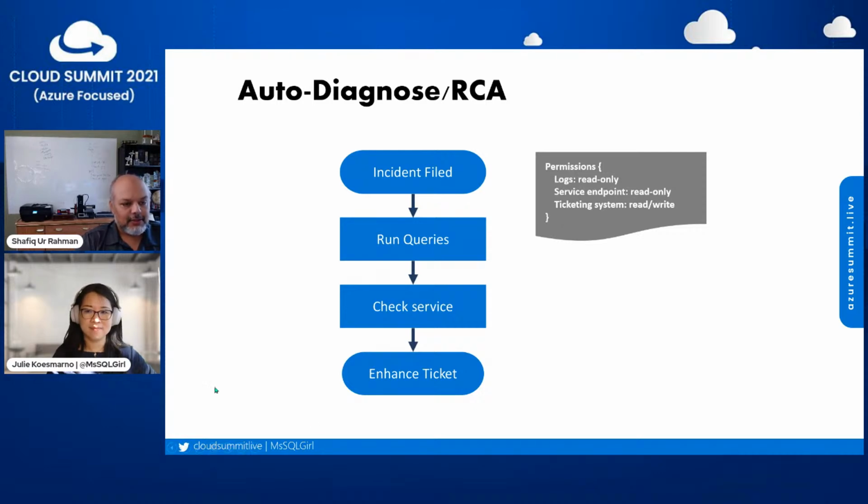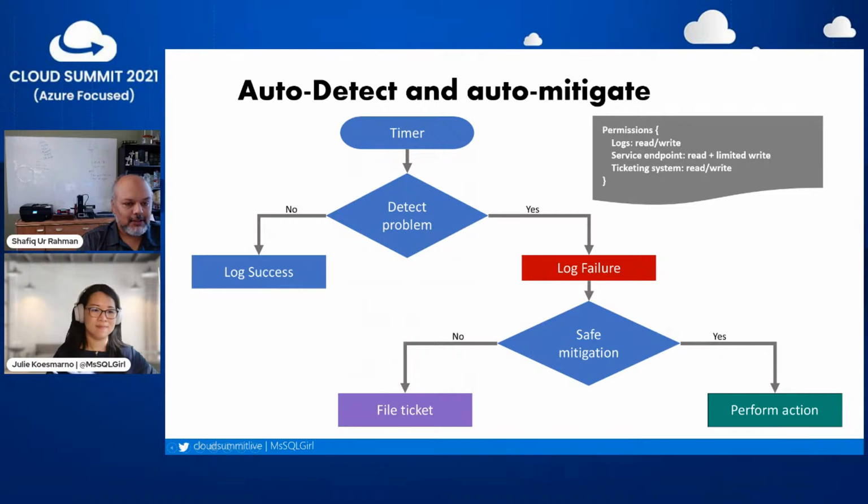Then the other thing Julie mentioned was auto detection and auto mitigation. Over here, this is more a flow which is working on a timer. From time to time, the system kicks off a notebook which can detect a problem. It could run a query, and if it detects a problem, it can log a failure. In addition to that, the next step it could check is whether there is a safe mitigation. If it knows that, then it can perform the action to take care of the incident. So this is the happy path where everything's handled, no human is involved, and your system is back up and running.